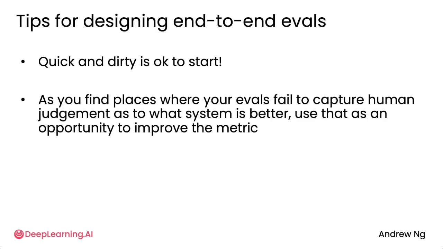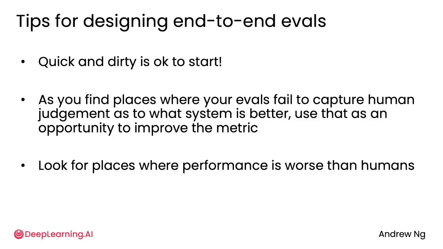So maybe you update the system and you look at it and you feel like this worked much better, but your eval fails to show the new system achieving a higher score. If that's the case, that's often an opportunity to go maybe collect a larger eval set or change the way you evaluate the output to make it correspond better to your judgment as to what system is actually working better. And so your evals will get better over time.